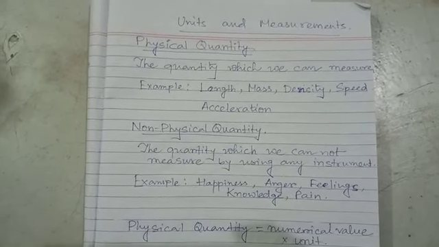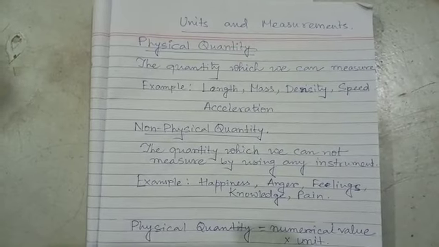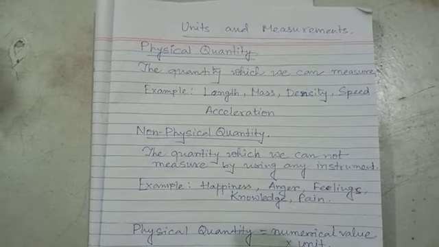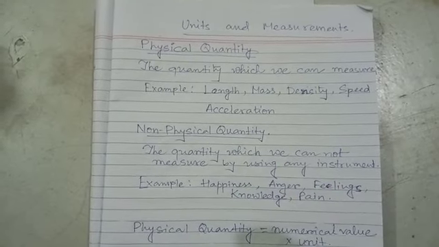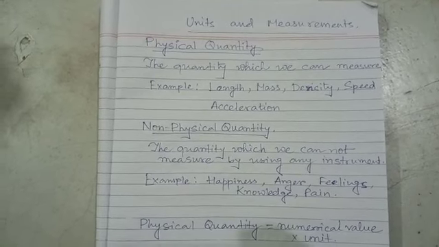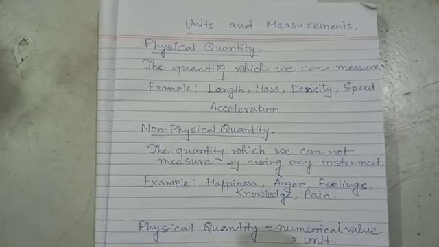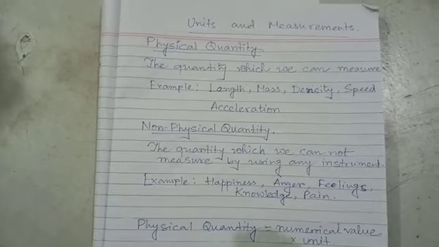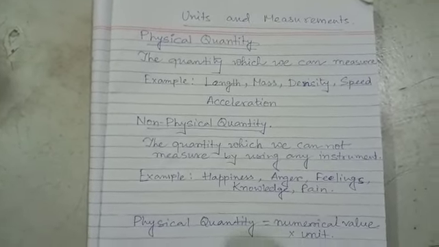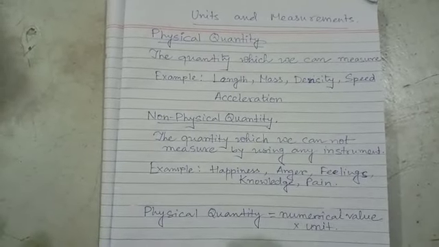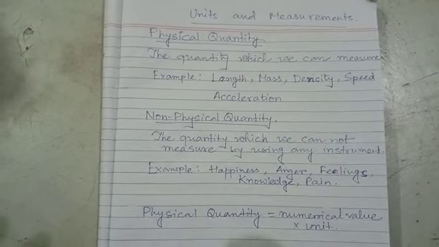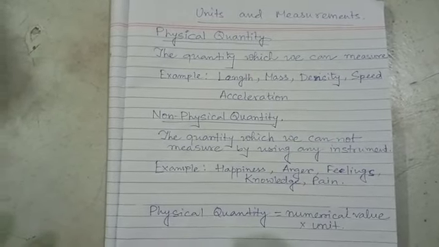Now in this class I will discuss the physical quantity and how many types of physical quantity there are. We know that a physical quantity is something we can measure. When we express any physical quantity, we express it in terms of a numerical value as well as a unit. We already know about it.